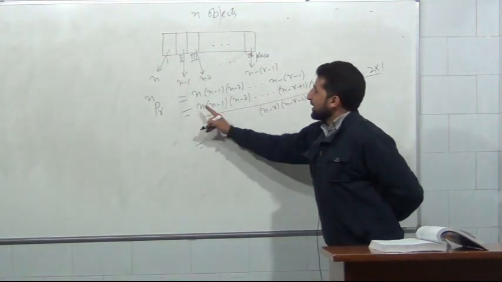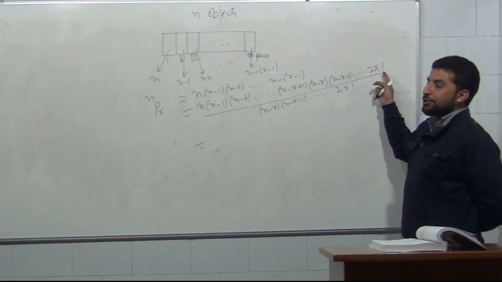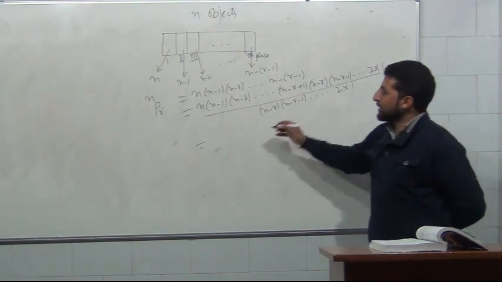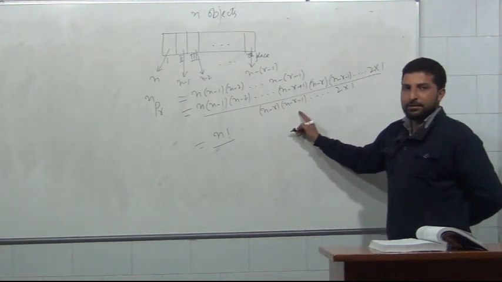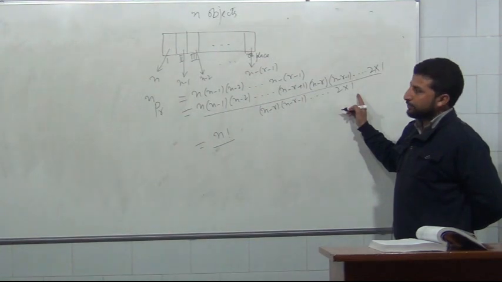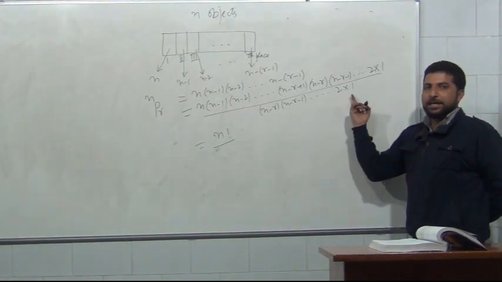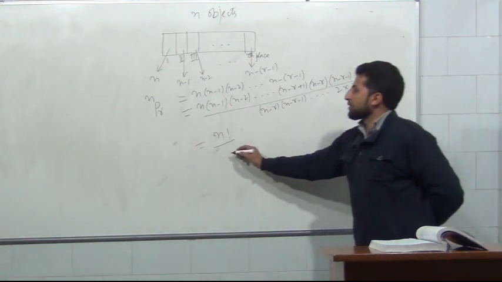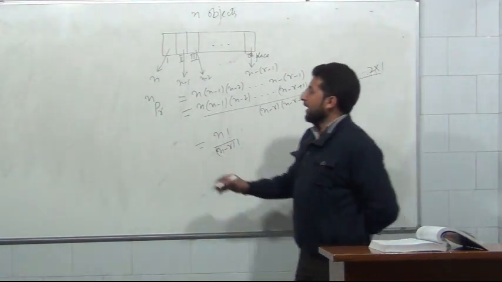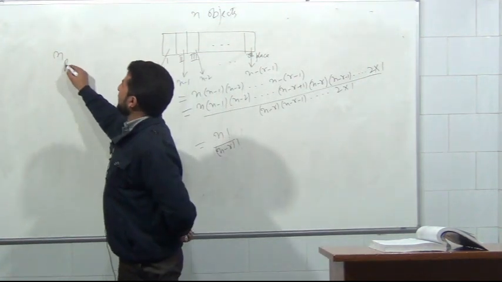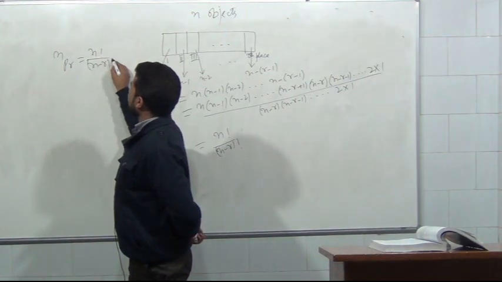What about this? It is n minus 1, n minus 2, going on decreasing up to the stage 2 and 1. Of course, it is n factorial. Good. N factorial divided by what about this? It is n minus r minus 1, going on decreasing 1 by 1. So it is n minus r factorial. Thus, we have already written nPr is n factorial divided by n minus r factorial.